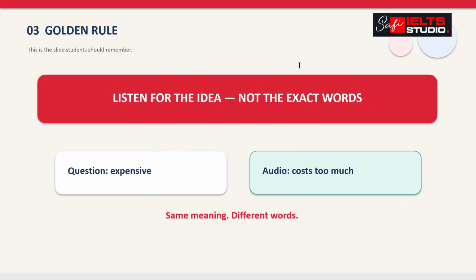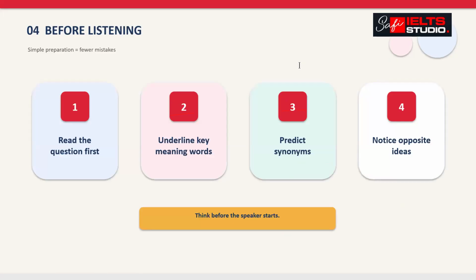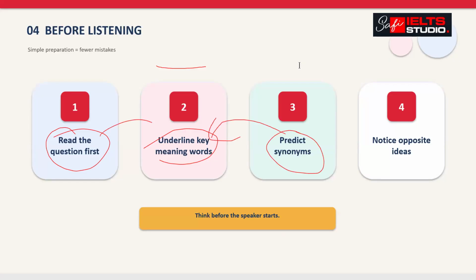Okay, before listening, what are you supposed to do when the speaker starts? The first thing, read the question first and underline key meaning words. If there are some keywords, try to underline them. And once you underline the keywords, the second step is to predict the synonyms for the keywords. First of all, read the question. Then after that, underline your keywords. Once you underline the keywords, you can go on to predict their synonyms, what synonyms they can use.